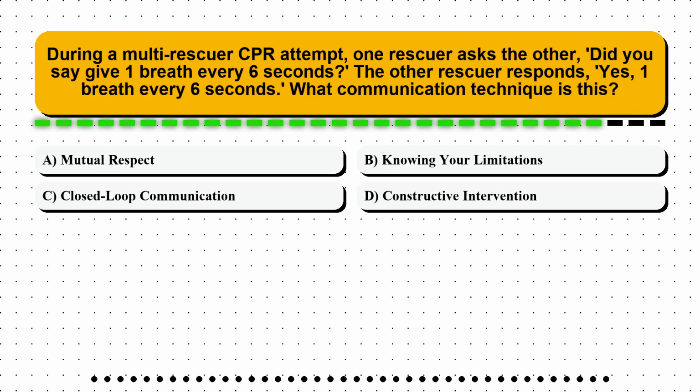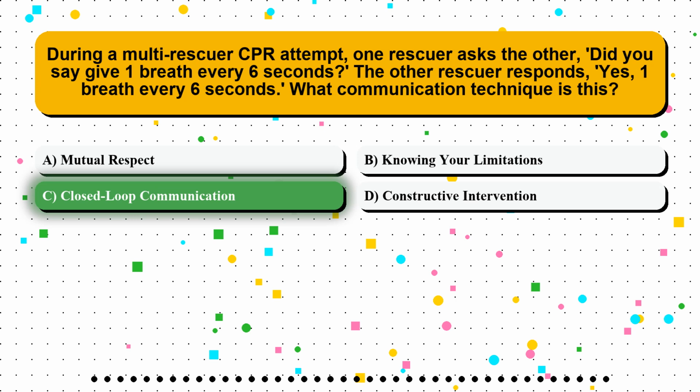During a multi-rescuer CPR attempt, one rescuer asks the other, "Did you say give 1 breath every 6 seconds?" The other rescuer responds, "Yes, 1 breath every 6 seconds." What communication technique is this? Option A. Mutual respect. Option B. Knowing your limitations. Option C. Closed-loop communication. Option D. Constructive intervention.